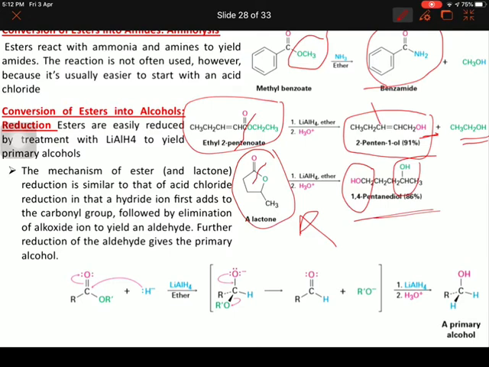I will repeat it. If we have an open chain ester, the product of the hydride reduction is two compounds. One, two. If the compound is a cyclic lactone, then we get one compound with two hydroxyl groups. This is the main difference. This is the general mechanism of the reduction using lithium aluminum hydride that we took previously.